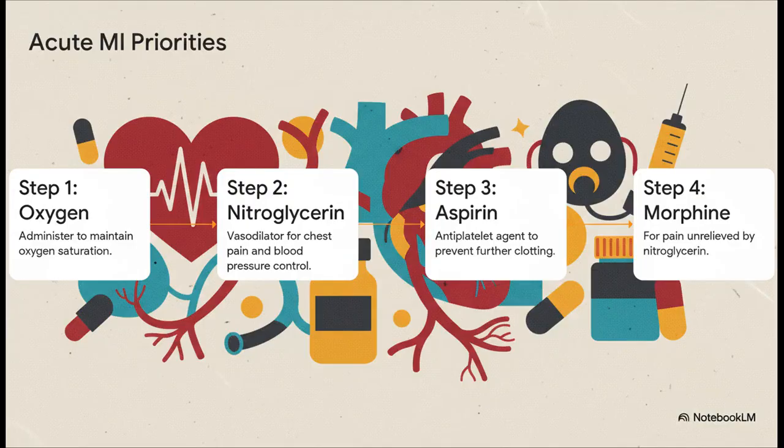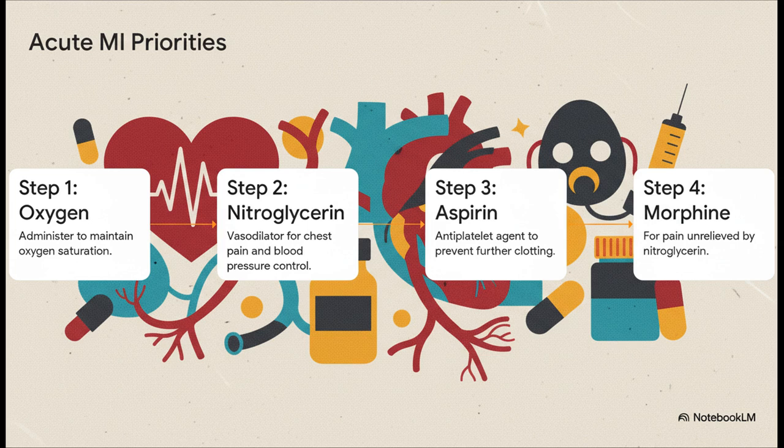Okay, let's talk about MONA. Everyone memorizes this mnemonic, right? But here's the real-world NCLEX level critical thinking part. You don't just blindly give it in that order. You assess your patient. Is their oxygen saturation low? Okay, then you give oxygen. Are they clutching their chest in pain and their BP is stable? That's when you give nitroglycerin.